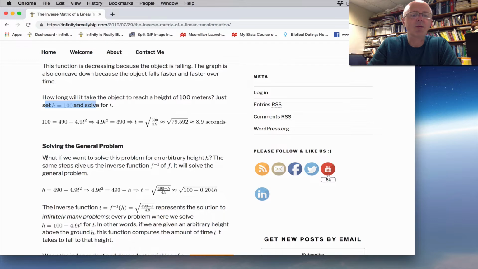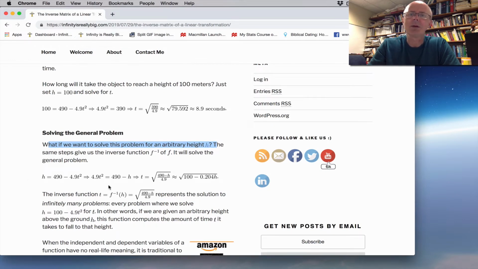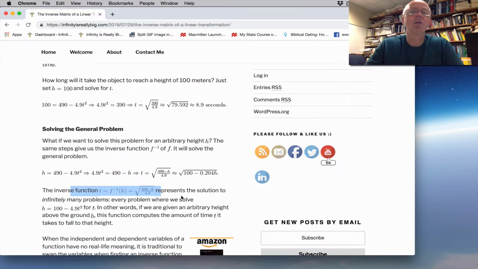But then I say, what if we wanted to solve this problem for an arbitrary height? We could do the same steps, but you don't get a number for the answer, you get a function. t equals the square root of (490 minus h) over 4.9. That, in fact, is the inverse function in this situation. It does represent the answer for all possible values of the height between 0 and 490. Okay, it's a solution to infinitely many problems.